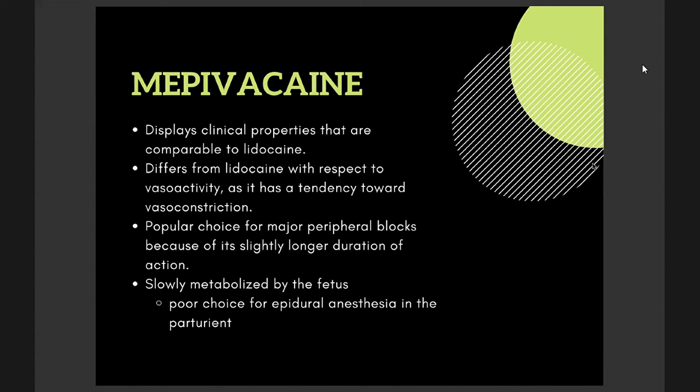So prilocaine, mepivacaine, and lidocaine are all intermediate acting local anesthetics. But since lidocaine is a more potent vasodilator than mepivacaine and prilocaine, it would result in more rapid absorption and metabolism, resulting in a shorter clinical blockade. Slowly metabolized by the fetus, it is a poor choice for epidural anesthesia in the parturient.